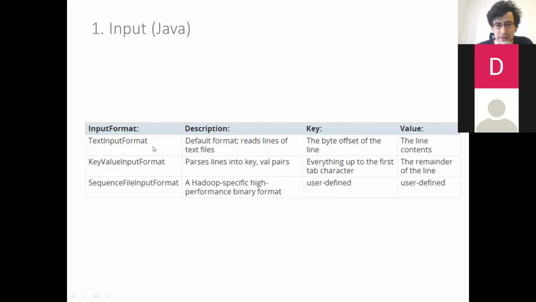So in general, we'll use text input format. It's the easiest. It's maybe not so performant as sequence file input, but we can read it more easily from the client. We can see what's in the file.